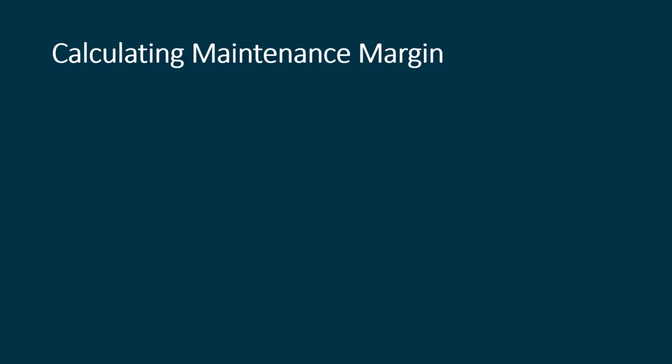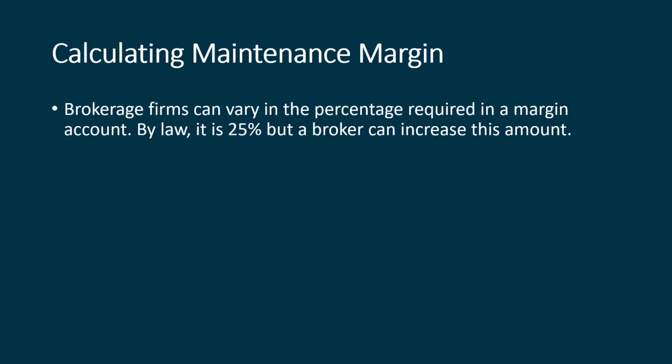So how do we calculate maintenance margin? Brokerage firms can vary in the percentage required in a margin account. By law, it was set up as 25%. Some brokerage outfits will say 30%. Some may say 40%, 50%. They can make it whatever they want. But the law says it has to be at least 25%. So this can be anywhere, I've seen anywhere from 25% up to 40%.